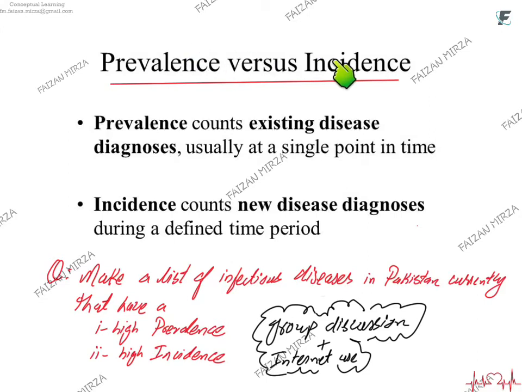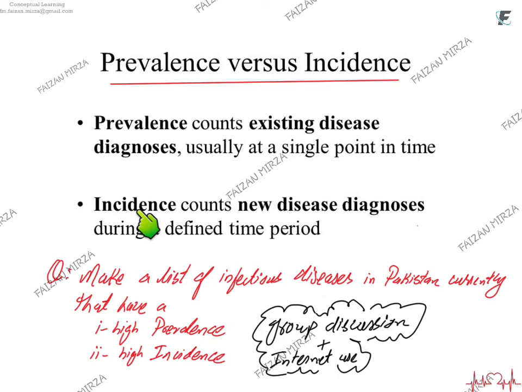Prevalence and incidence are the two terms that you need to discuss. Prevalence means counting existing disease diagnoses. This is usually at a single point in time, which shows how prevalent the disease is. This term is used in correlation with endemic. For example, you will always have cases of malaria in Africa. So malaria is very prevalent in Africa. Similarly, tuberculosis is highly prevalent in Pakistan, and right now COVID is extremely prevalent in European countries, in America, and in England. Incidence counts a new disease diagnosis during a defined period of time.